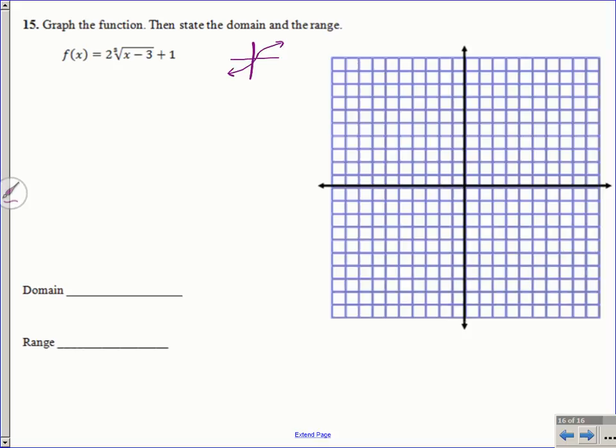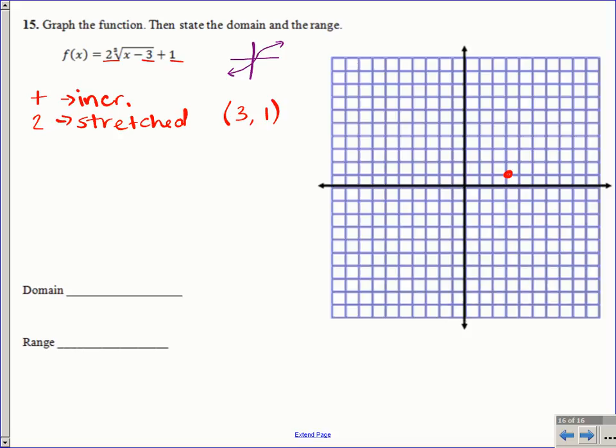However, our graph is being transformed. So the 2 out front tells me that, because it's positive, it's going to increase. The fact that it's a 2 tells me it's going to be stretched. And I'm shifting 3 right, 1 up. Because remember, the first shift is the opposite. So my turning point is going to now be at the point 3, 1. Now, at this point, I'm fine with just a sketch of the rest of the function.